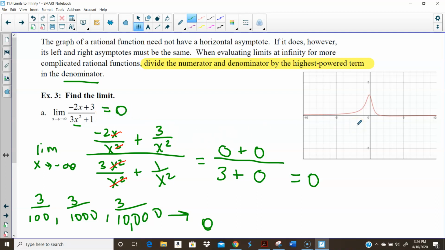Now here's the graph. You can see as I move to negative infinity, this graph is moving towards 0. You can also see if you did it by horizontal asymptotes that this is bottom heavy, and bottom heavy has a horizontal asymptote of 0.